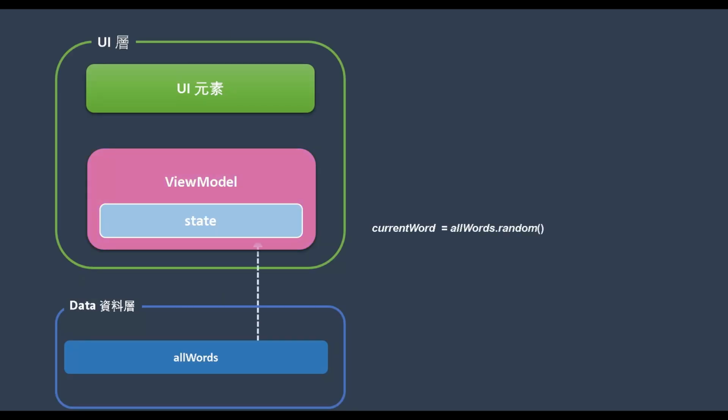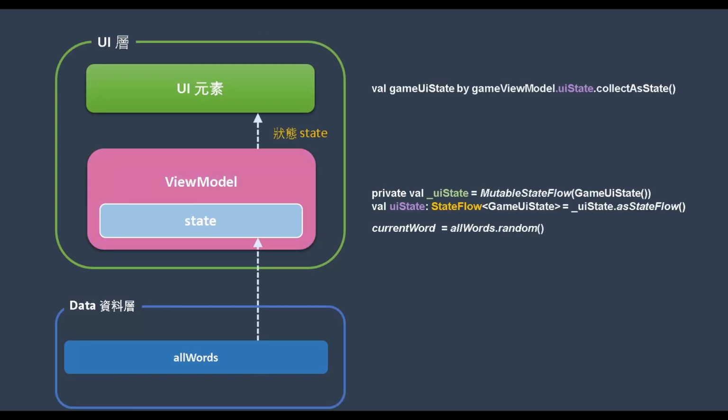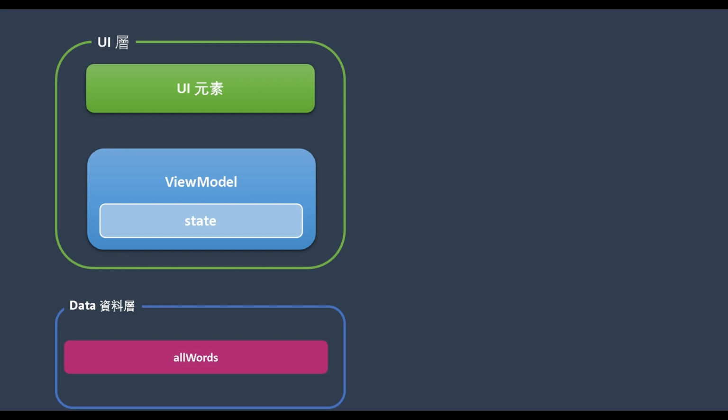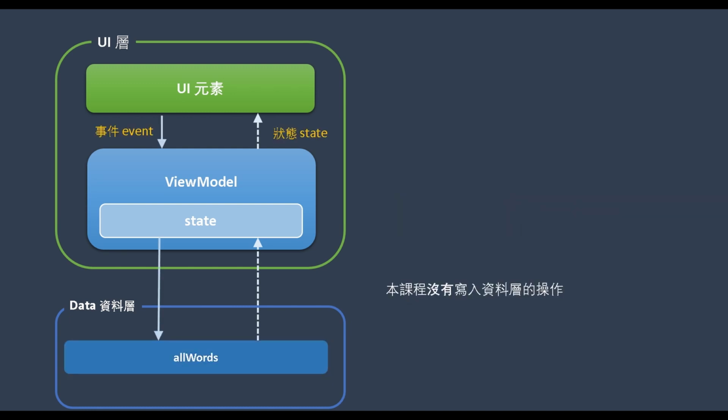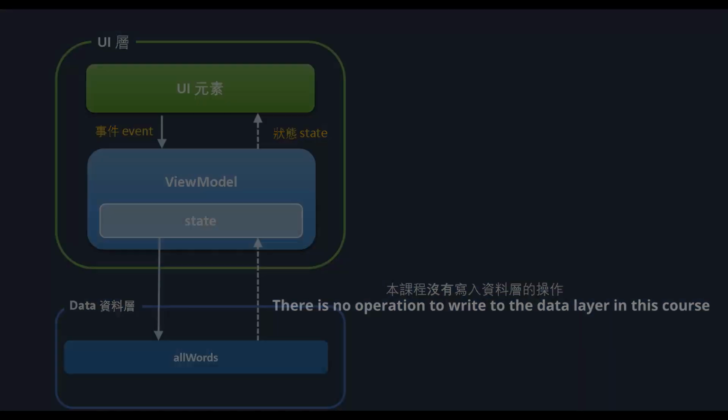viewModel converts the data in the data layer and displays it to the UI. When the user adds information, the viewModel will pass it back to the data layer. After the data layer has processed the request, the UI layer will use the new information to display to the user. There is no operation to write to the data layer in this course.